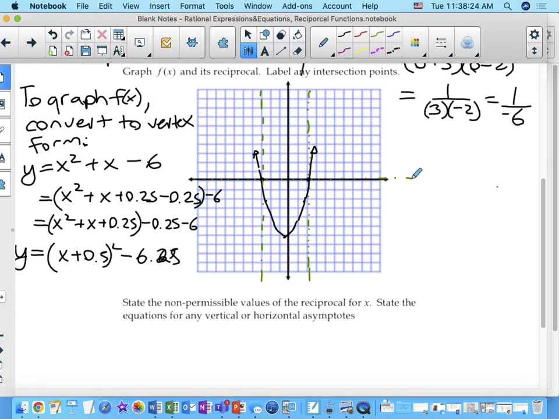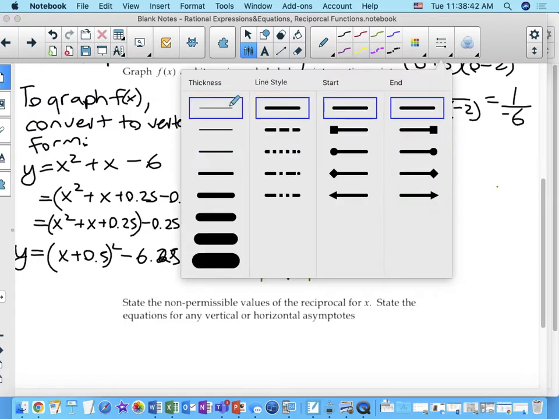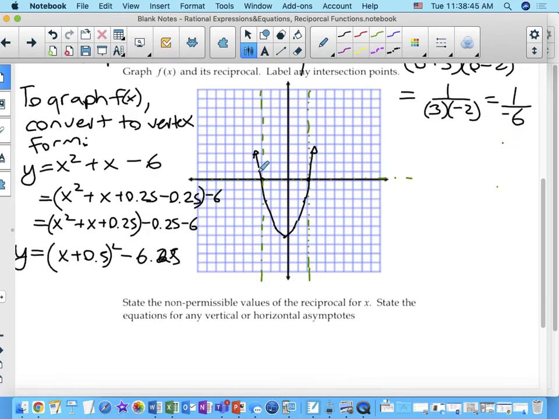My intersection points are going to be where y equals 1 and where y equals -1. So I'm going to have an intersection point here, here, here, and here. I didn't really draw these all that well. I should have done a better job at drawing f of x because it looks like it's right on the asymptote, but you kind of get the idea.